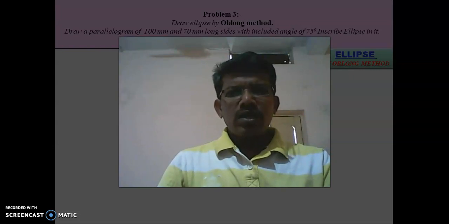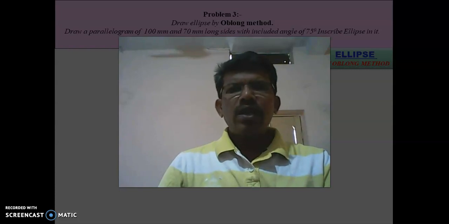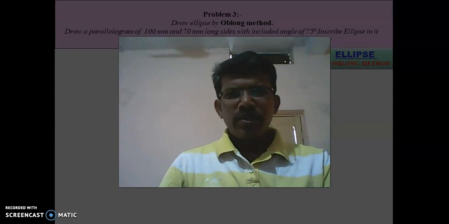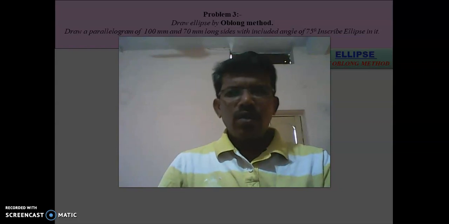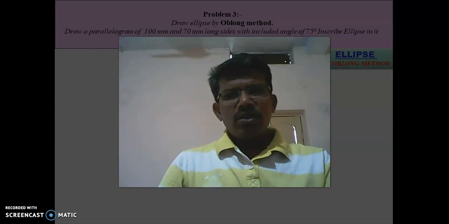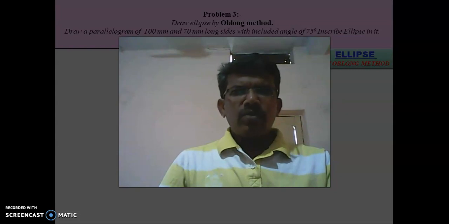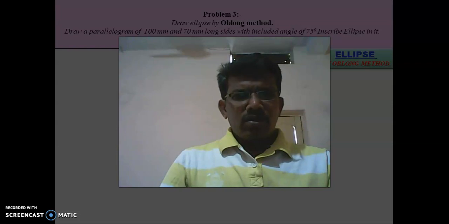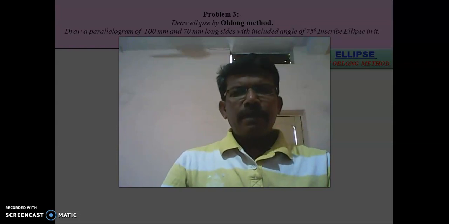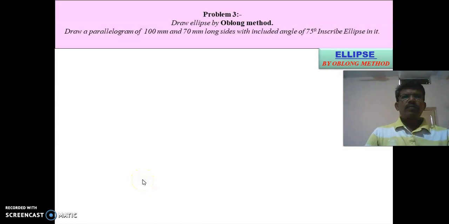Previously we have seen the general construction method, that is the focus directrix method, and the next one, construction of ellipse by the concentric circle method. Now we are going to see the construction of the ellipse by the rectangle method, or oblong method. Let us take a small problem here. Draw the ellipse by oblong method, or in another manner we can call it the rectangular method also.